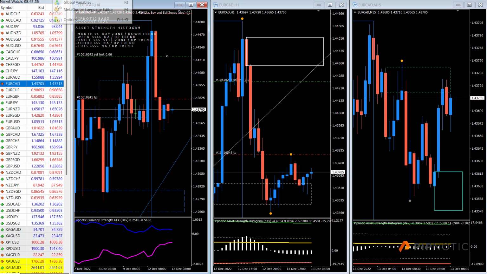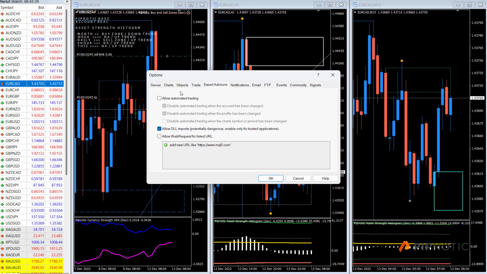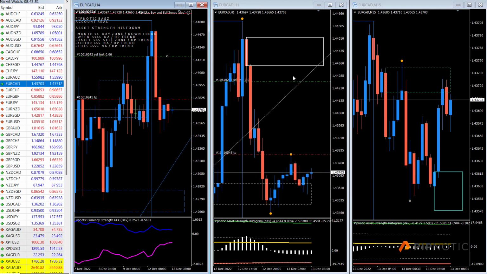Also keep in mind that if you keep getting the DLL error issue, go to tools in the menu, go to the expert advisors tab in the options dialog and ensure that allow DLL imports is checked. Click OK, and then you won't have to check that every time you add an indicator or an expert advisor to a chart. It's done already.